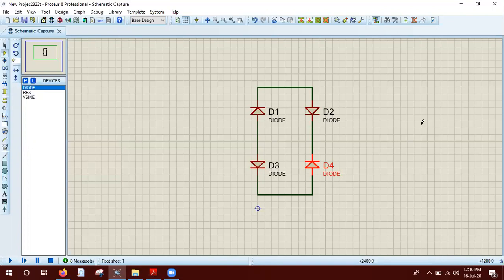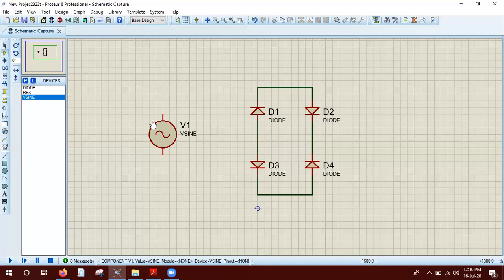So the next task is the sine wave, that means the input voltage. Please, inside of them there is a resistor, right? Inside of those four diodes there is a resistor. Yes, we will add it. First of all, that is a bridge. Now we're giving the input voltage.